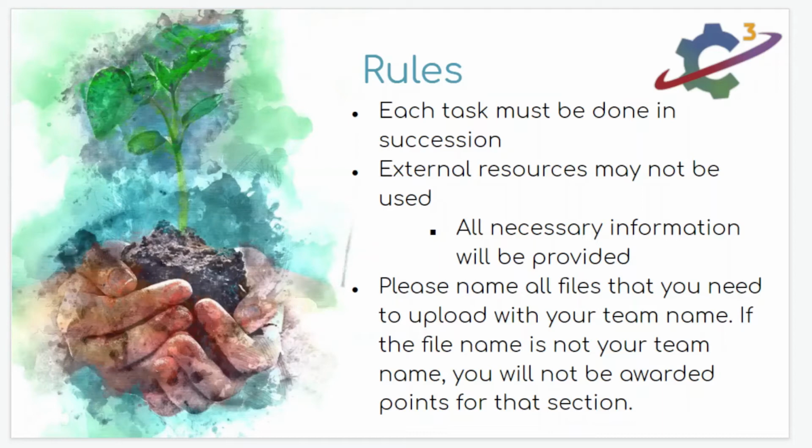Hey there, you might be wondering what the rules are for this challenge. Well, lucky for you, the list is really short. Rule number 1 is that each task must be done in succession. That means that task number 1 must be completed first, then task 2, then task 3, and so forth. Rule number 2 is external resources are not allowed. Whatever you have on that list of necessary materials for this challenge, you must follow that list to a T. Do not go outside of that list to find anything else. All necessary information will be provided on that list.